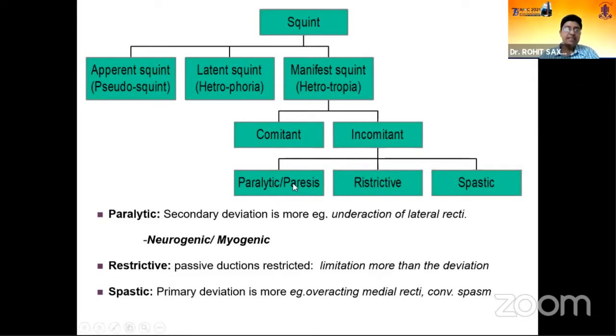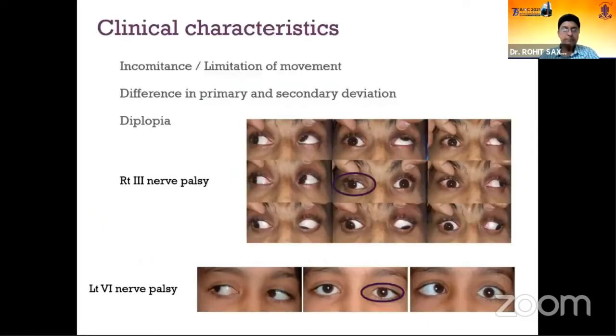Paralytic strabismus is basically due to underaction of a muscle, which could be neurogenic or myogenic in origin, and restrictive is because of inability of the eye to move in a particular direction because opposing forces or something is stopping the eye from moving in that direction.